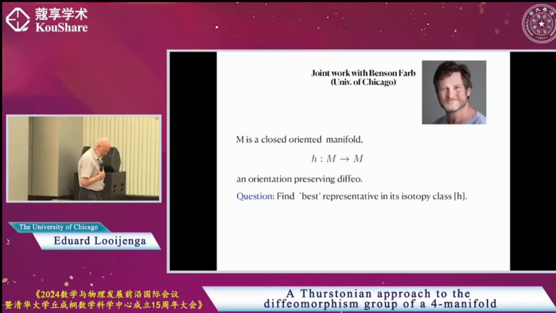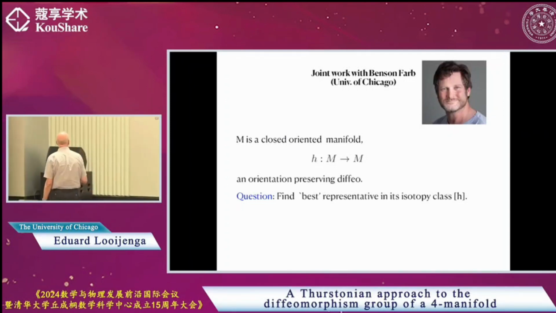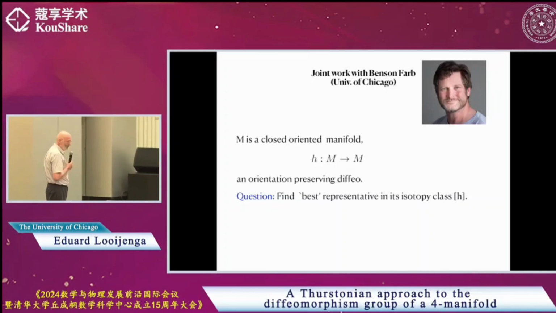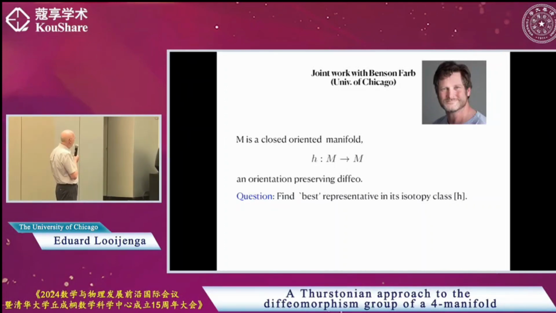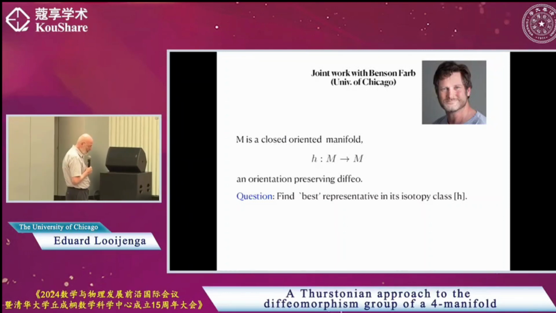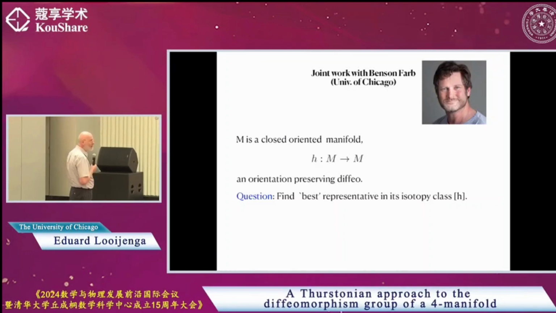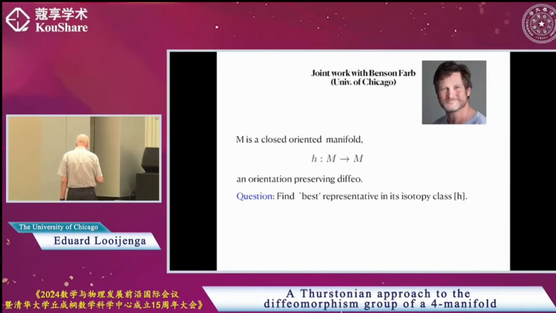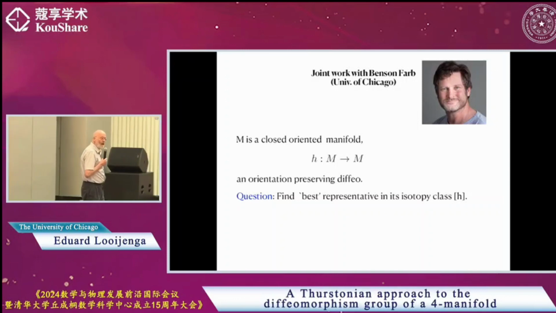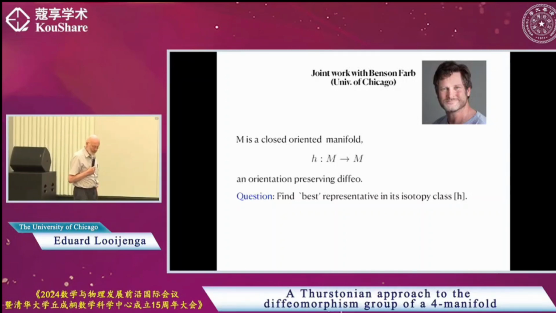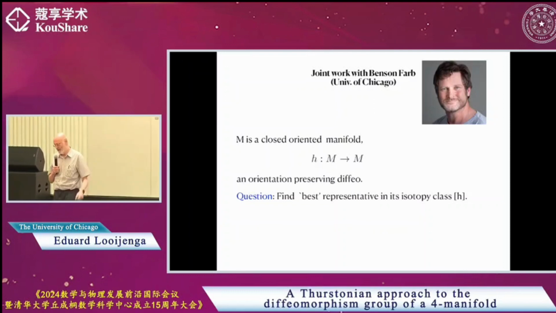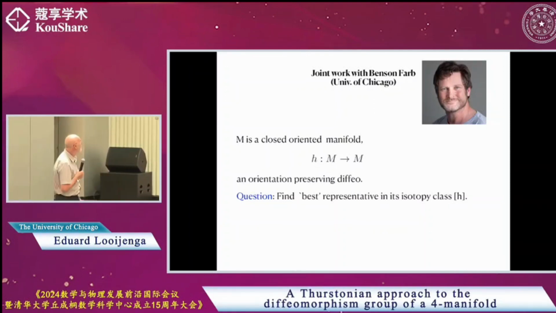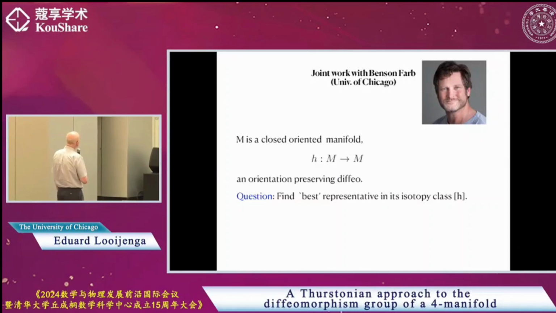So the subject of my talk is a project that my collaborator Benson Farb and I started a couple of years ago. And the name, a Thurstonian approach to form manifolds, requires a little bit of explanation. So I should tell you first what Thurston did. Thurston, by the way, was the supervisor of Benson Farb.